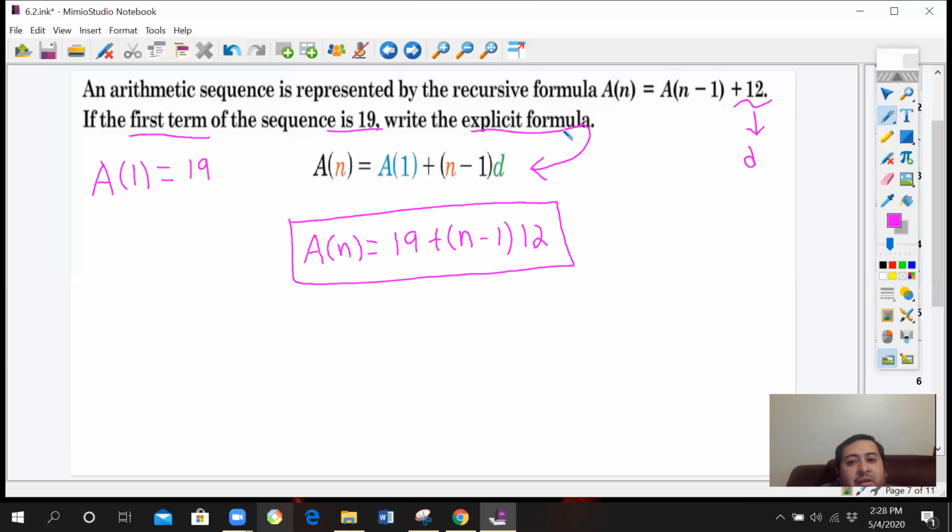This explicit formula is in chapter 6.1 on the lesson. If you need to go back and review it, make sure you watch the video.